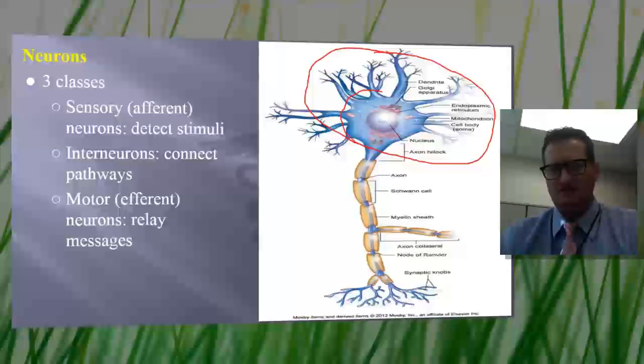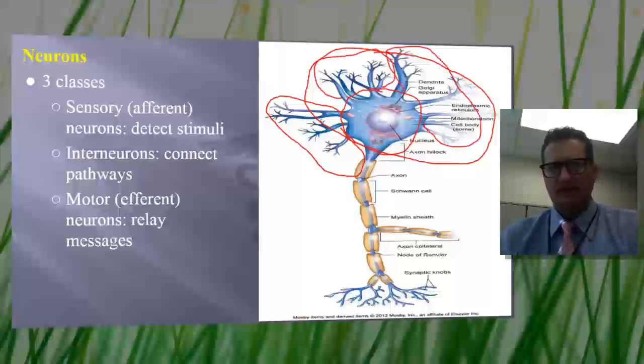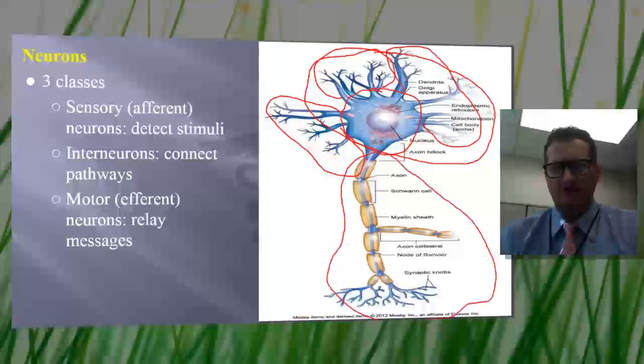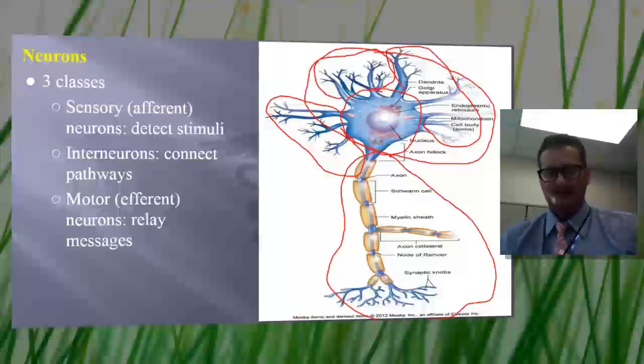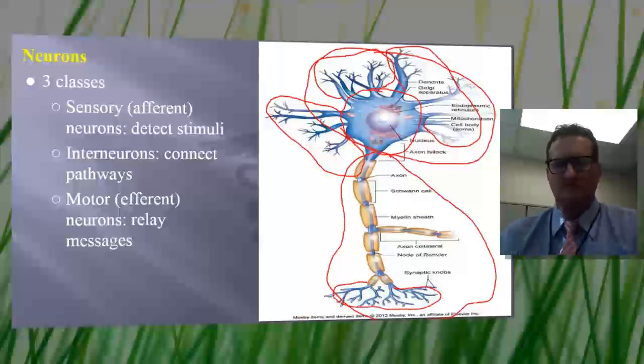Actually, the soma or body is here. And then the second part is the dendrites, which are these structures branching out from the cell body. The third part is the axon, shown here, and an important part of the axon is the synaptic knobs or the synaptic terminal down in this region, and that will become more evident in a minute when we discuss that.